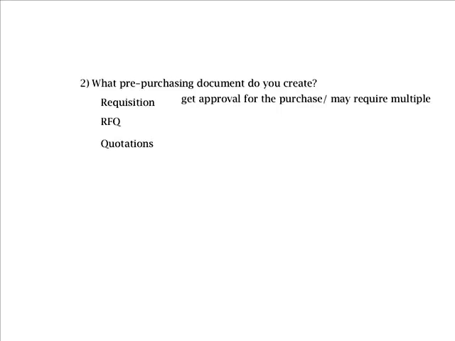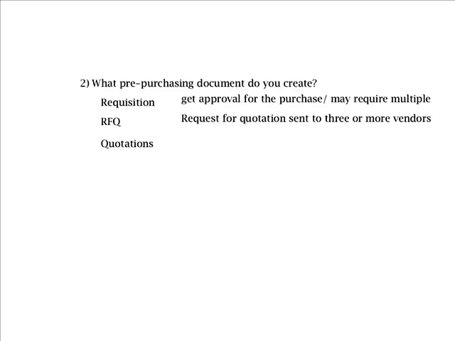What is an RFQ? That's basically a request for a quotation from the different vendors. Okay, so that's a request for quotation sent to whom? Who do we send the RFQ to? I've already answered the question. The request for quotation is sent to three or more vendors.